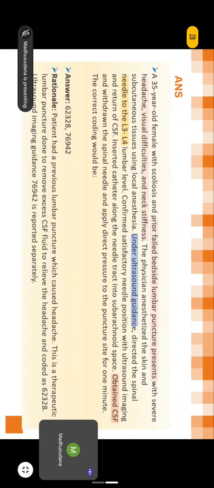The patient is coming for headache. So they are giving headache treatment, not for a diagnostic purpose. They are not sending the fluid to the laboratory. If they send it to the laboratory, then you will code it as diagnostic. But they are not sending it to the laboratory. They are just puncturing and drawing the fluid for headache. So it is therapeutic, so 62328. So don't get confused in the selection of diagnostic or therapeutic. This is important. This one is related to VP shunt.